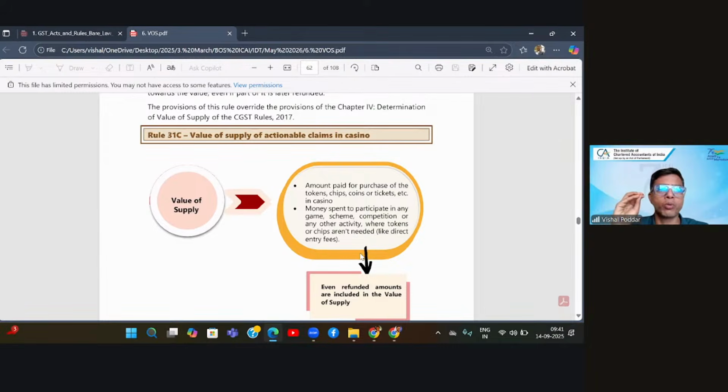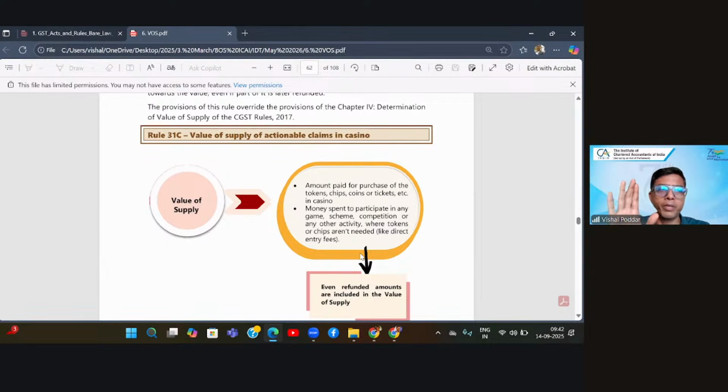Now see, when you go to a casino, for playing in a casino, what you have to do is buy those chips or coins or tokens, whatever you call it, right? When you buy those chips or coins, whatever money you have spent for buying those chips or coins, that money is your taxable value. Simple. Again, here also the same point is given. Let us say after playing the game, you refund back the money. When you refund back, you will get some amount returned, but that will not be deducted.